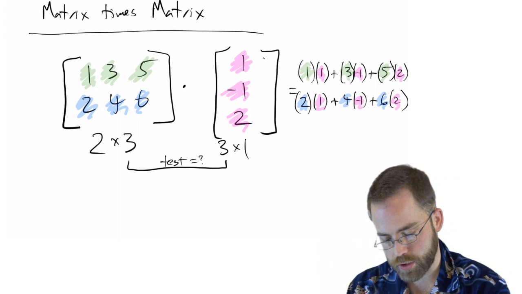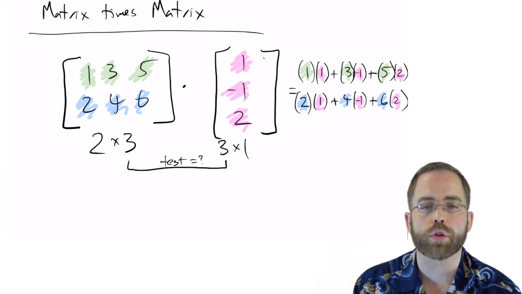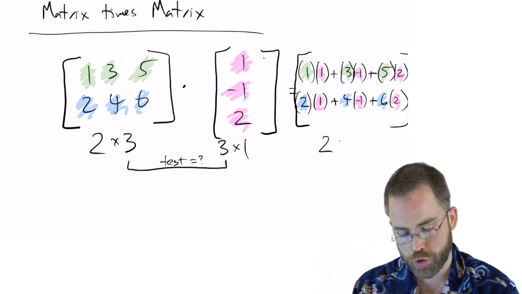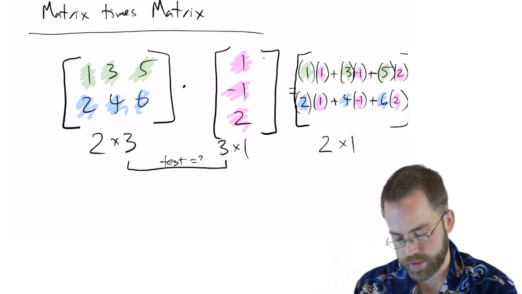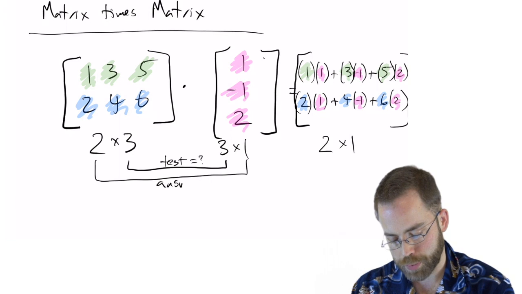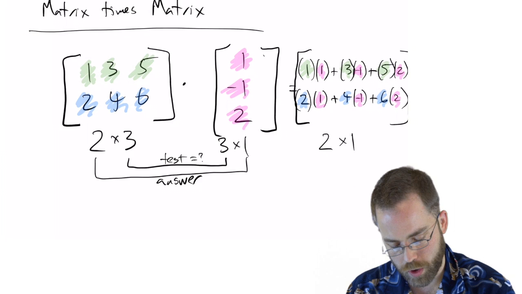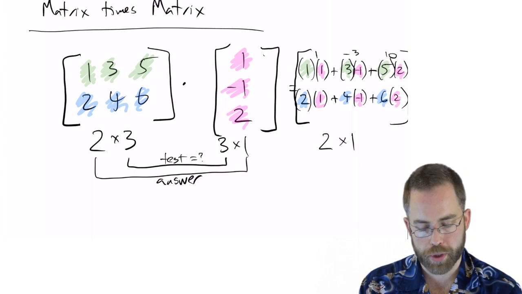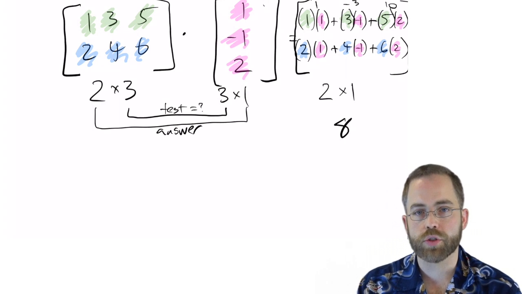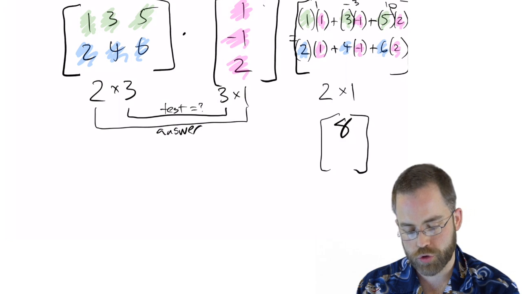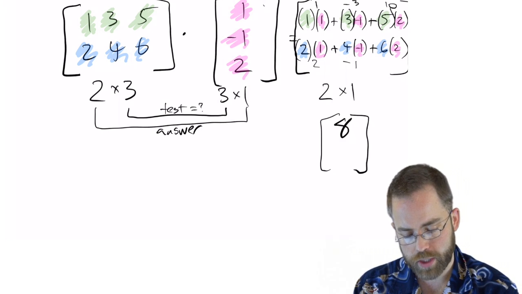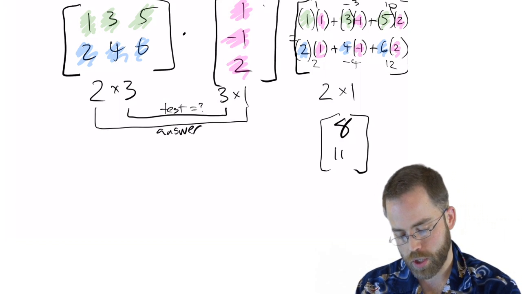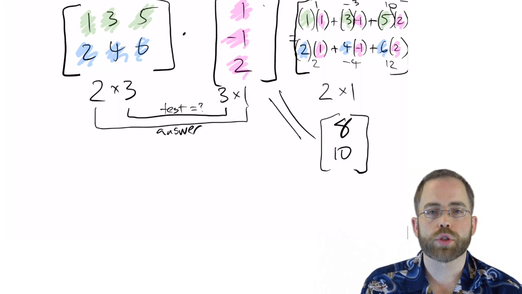So how big is that gonna be? Well, that's just gonna be one number. All that pink versus green is just gonna be one number, and all the blue versus pink is just gonna be one number. So this is gonna be a 2x1 when we get the answer. So you can see that this then tells you how big the answer is gonna be. So let's go ahead and do that. 1 × 1 = 1, 3 × -1 = -3, 5 × 2 = 10. And 1 - 3 = -2, +10 = 8. And now let's do the other number, which is gonna come from 2 × 1 = 2, 4 × -1 = -4, 6 × 2 = 12. 2 - 4 = -2, +12 = +10. So that is the answer to multiplying those two matrices.